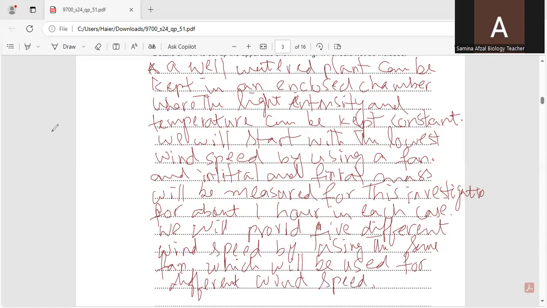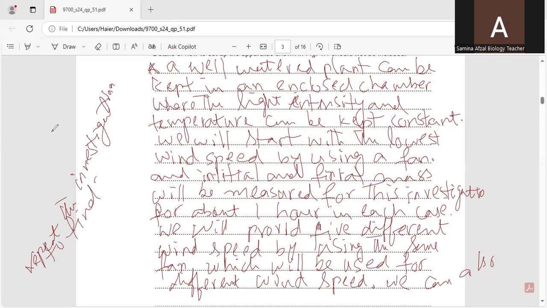So at the end of this, after 1 hour, we can also repeat the investigation to find a more accurate result, by calculating the mean.